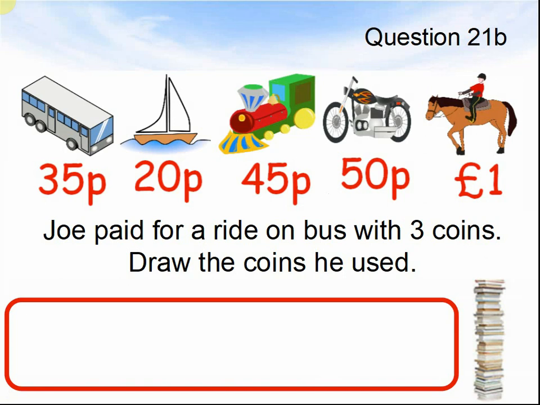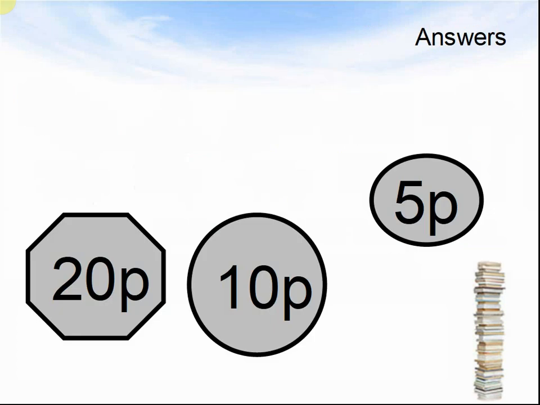Question 21b. Joe paid for a ride on a bus with 3 coins. Draw the coins he used. Pause the video till you are ready to see the answers. Here come the answers. The answers are 20p, 10p and 5p. Let's look at the next question.